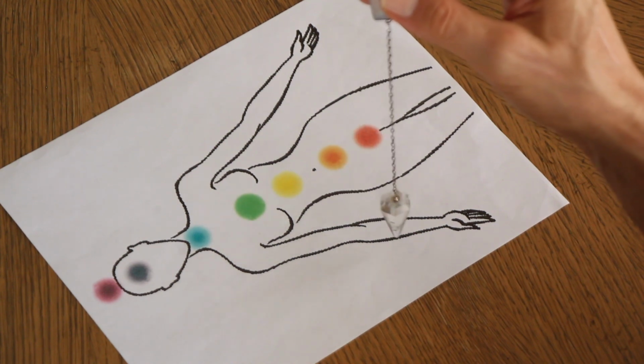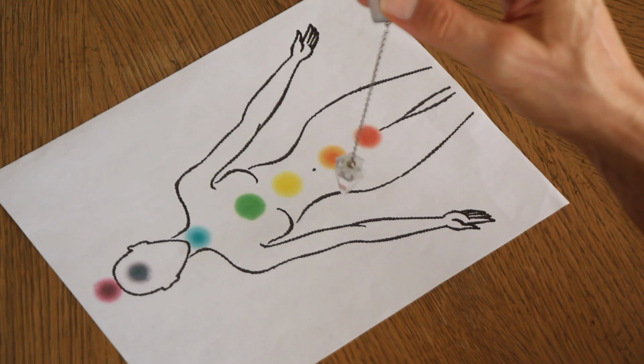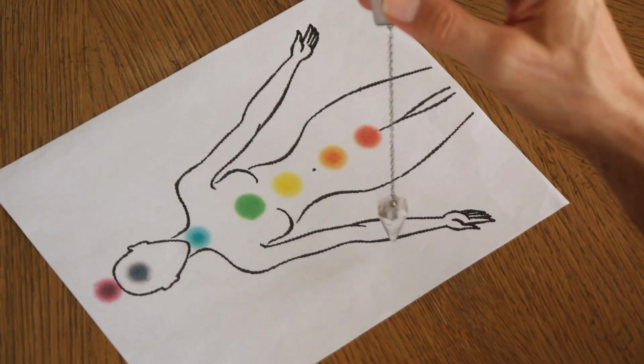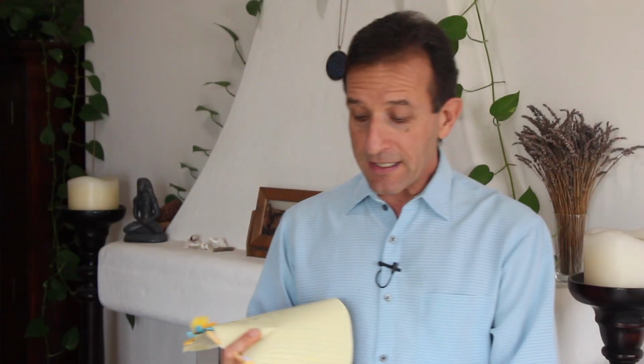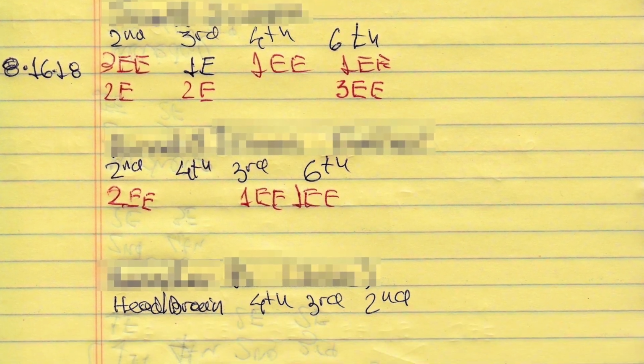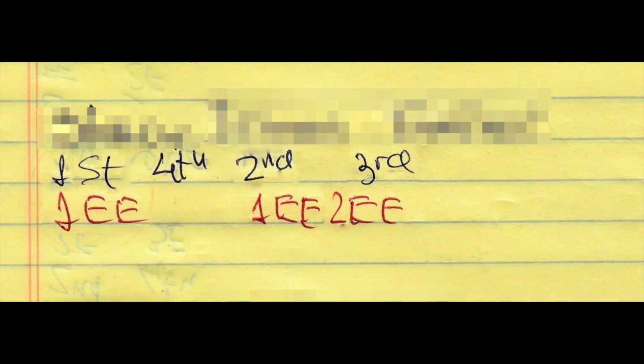If our mind is wandering, we are not going to get the right answer. What is the next chakra that this person needs help with? Over the years, I kept a log and I put the name of the person and I put in the order that I find. In the first chakra, I find 1 evil entity. On the fourth, just an energy blockage. On the second, 1 evil entity. On the third, 2.